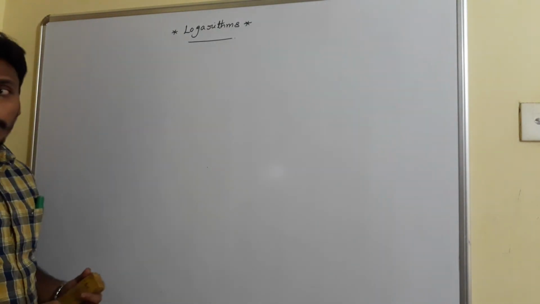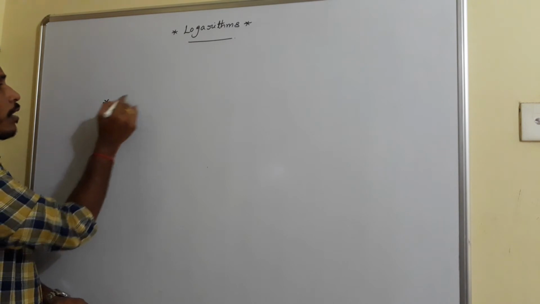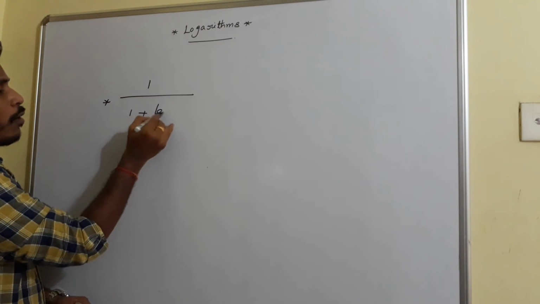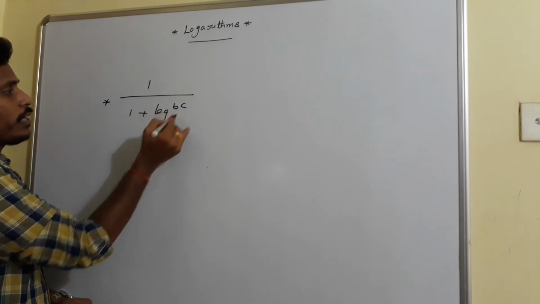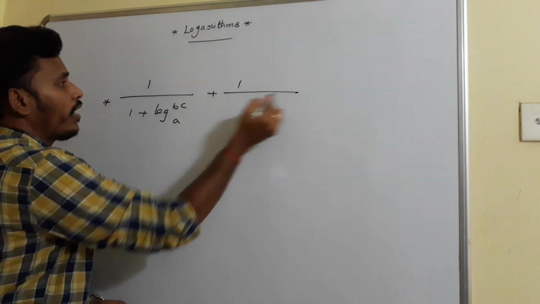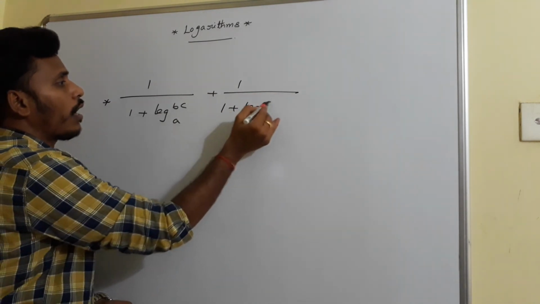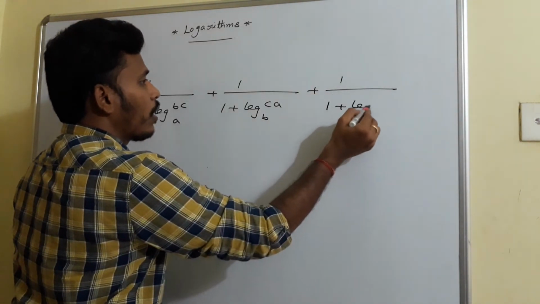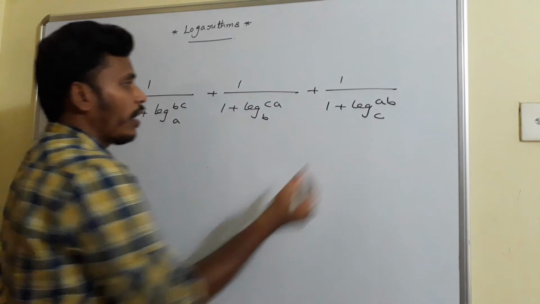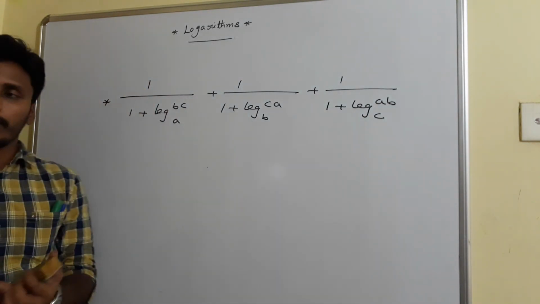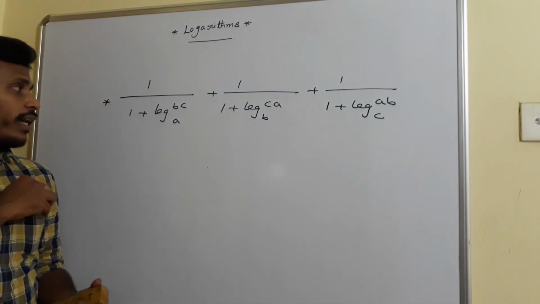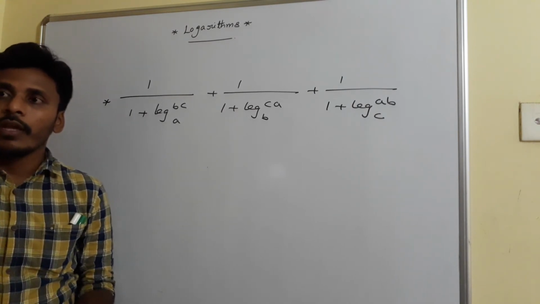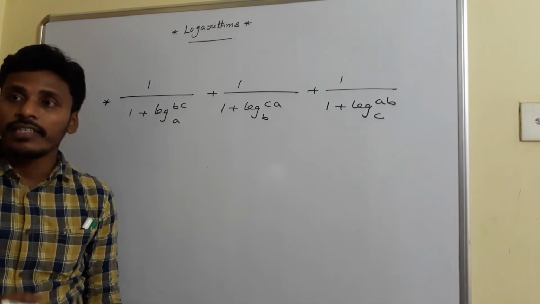So the problem may be like this. Just have a look. 1 divided by 1 plus logarithm of BC base A plus 1 divided by 1 plus logarithm of CA base B plus 1 divided by 1 plus logarithm of AB base C. You need to simplify this one. What is the problem? 1 divided by 1 plus log BC base A, 1 divided by 1 plus log CA base B, 1 divided by 1 plus log AB base C.